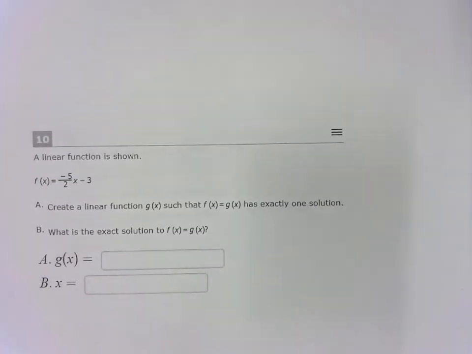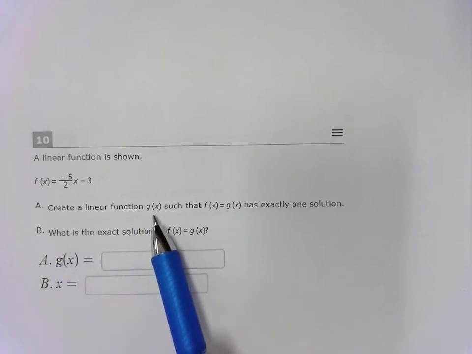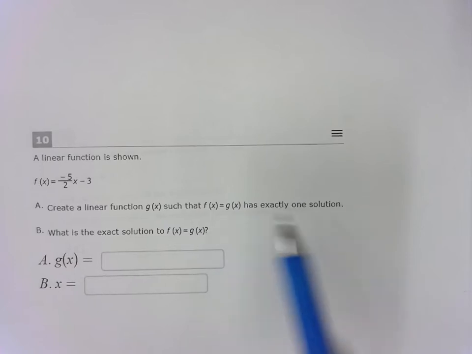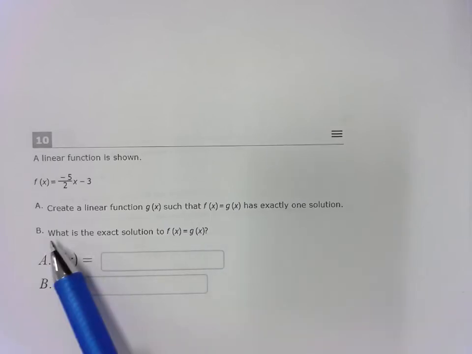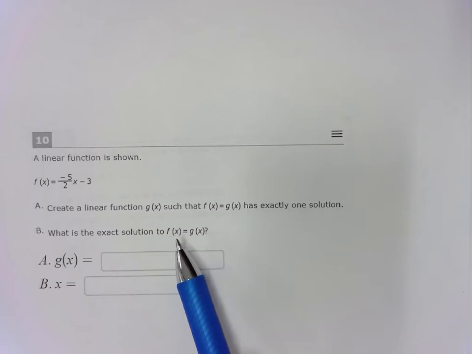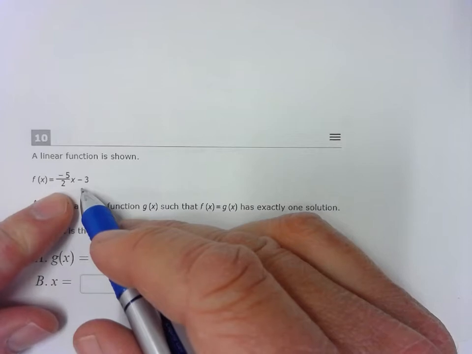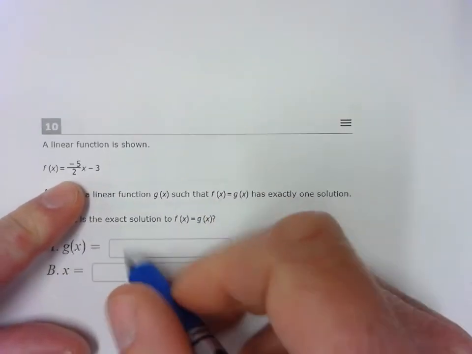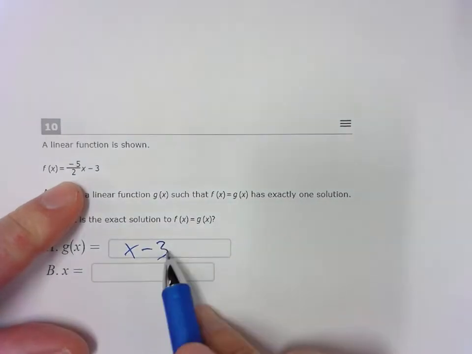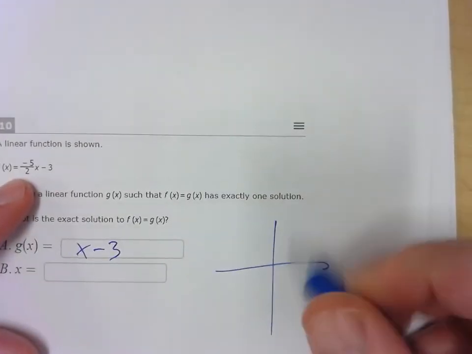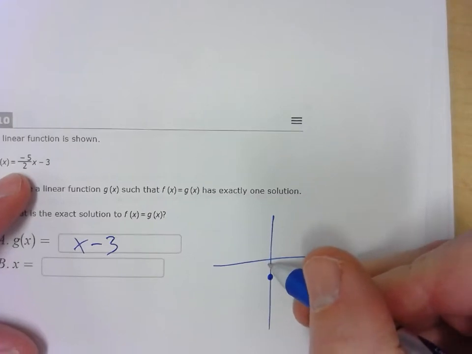We have a linear function here. And it says create a linear function g of x so that f of x equals g of x has one solution. And what is the exact solution? So what I did is I made them intersect at the same point. Okay, so this intersects at 0. Well, if you put 0 in, you get negative 3 back. So I was like, well, let's just make it the simplest function ever. So x minus 3.